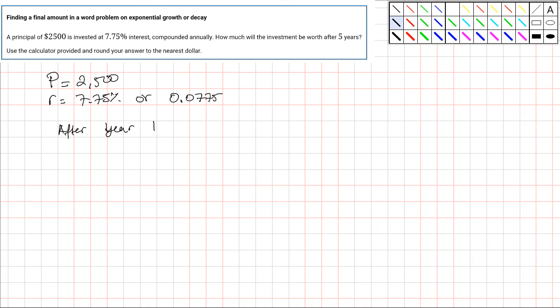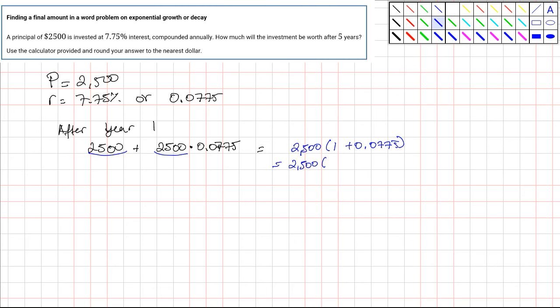Okay, so let's say, after year one, what we will have is the $2,500 that we started with plus the $2,500 times the interest rate that we have, and the interest rate was 0.0775, which is 7.75%. If we wanted to simplify this a little bit, we see that they both have $2,500 in common, these two terms. So if I factor out $2,500, I am left with 1 plus 0.0775, which equals $2,500 times 1.0775.